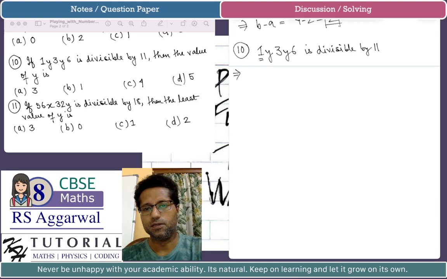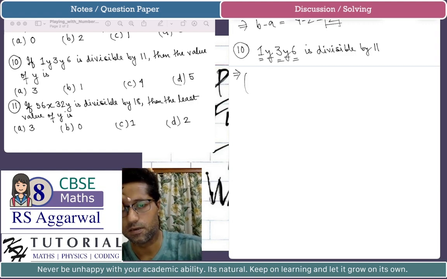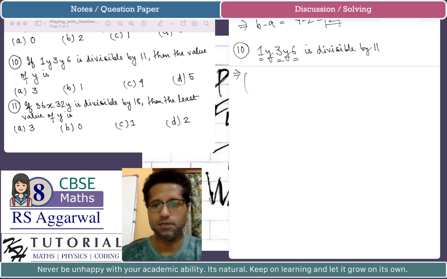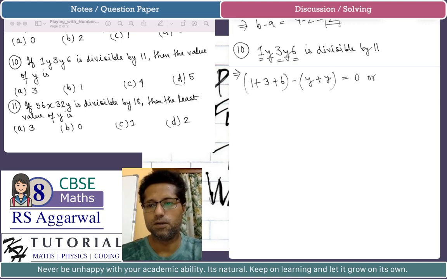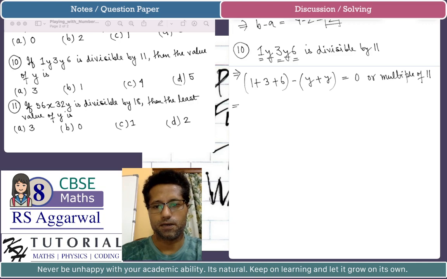So if we mark the digits at the odd places and we mark the digits at the even places, the difference of the sum of the digits at odd places and the sum of the digits at even places is 1 plus 3 plus 6 minus y plus y. This must be equal to 0 or a multiple of 11. Now this implies 1 plus 3 plus 6 is 10.